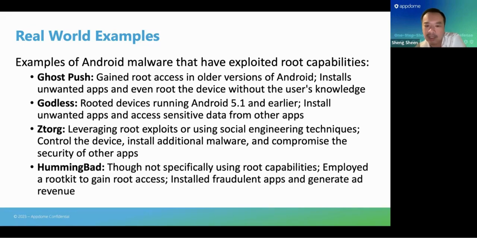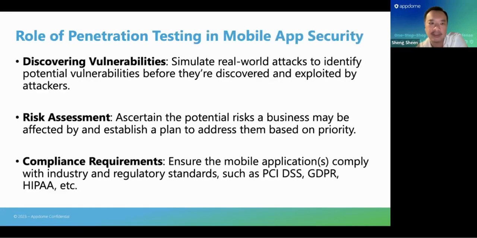Lastly, we have an example with Hummingbird. It's not exclusively relying on root capabilities, but it employs a rootkit to gain that access. This malware was adept at installing fraudulent apps on the device and generating ad click revenue, right, for the actual attackers. So certainly we don't want additional malware on our device that is generating money for other people, right? Hummingbird really demonstrated the adaptability of malware creators in finding new ways to compromise device integrity.